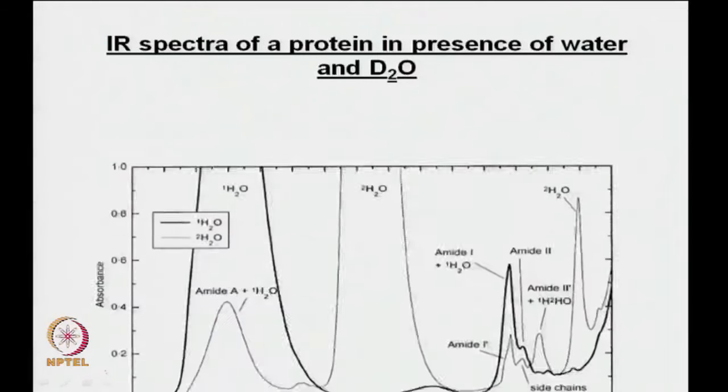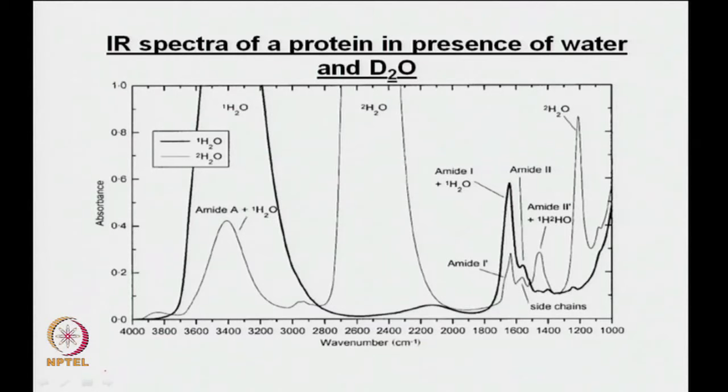Now, this is the IR spectra. This figure shows the IR spectra of protein in presence of water and D2O. Now, look at this. This is your amide 1 band, right. So, this is the region I am interested in. So, this you can say is 1600 to 1700. So, again this is the region 1600 to 1700 centimeter inverse.